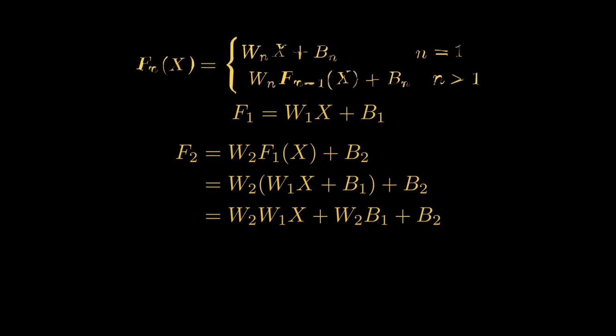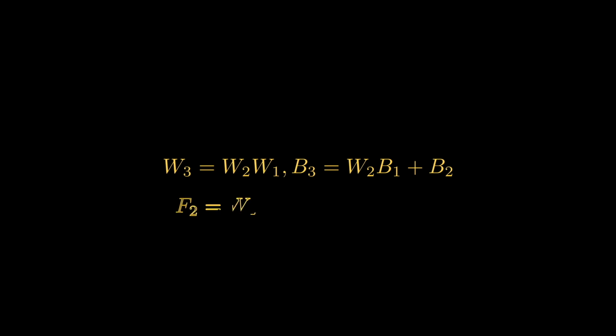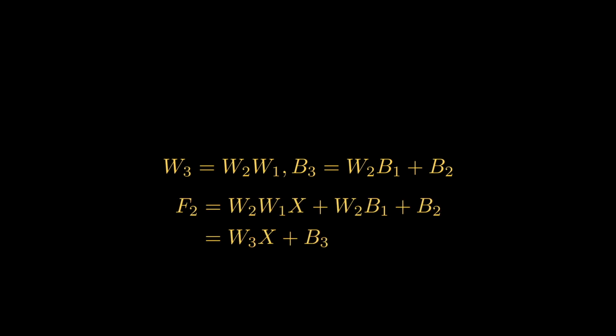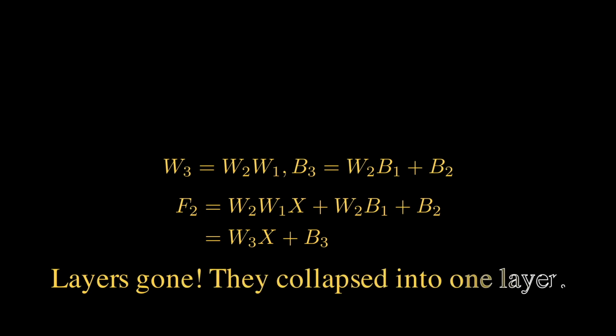Let's create helper variables w3 and b3. Using them, we can define the second layer output as an input multiplied by w3 and added b3. That's the definition of a layer, not a network. It turns out that weight matrices multiplied each other, and by doing so, they collapse into one layer. Now we don't have a network and only one layer.